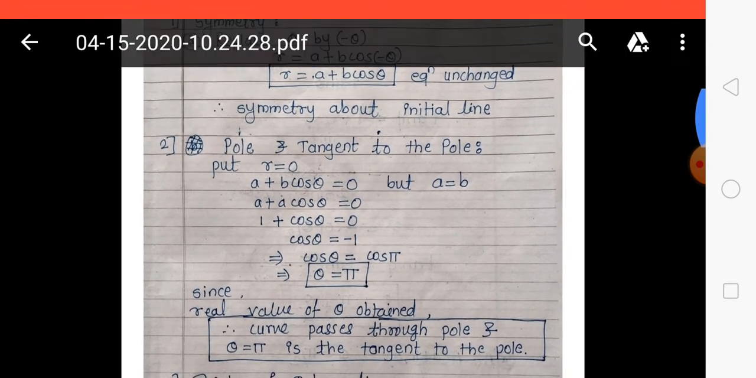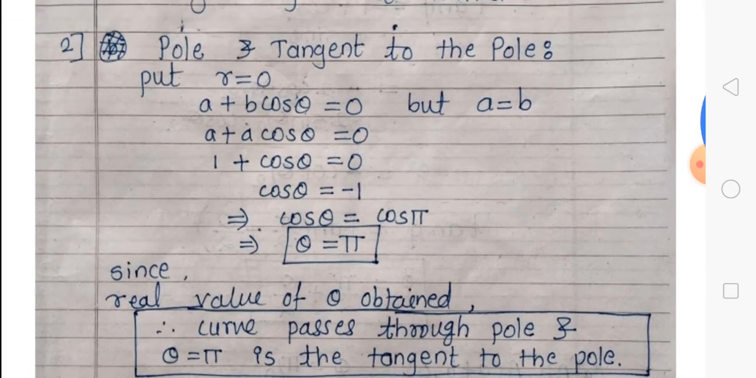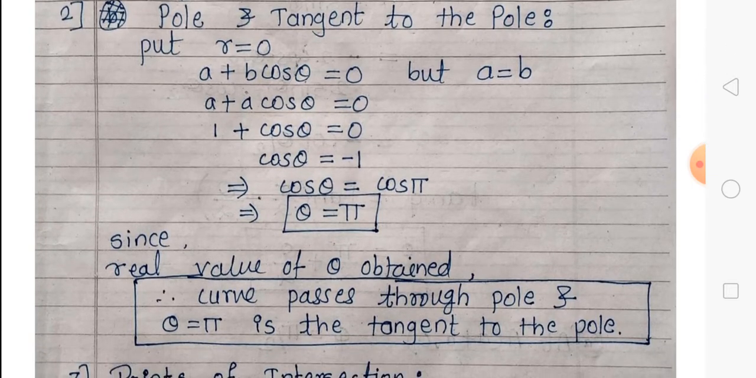Next is the pole and tangent to the pole. For finding pole and tangent to the pole, we put r is equal to 0, then we got a plus b cos theta equal to 0. But here a equal to b, therefore we got a plus a cos theta is equal to 0. Therefore a gets cancelled, we got 1 plus cos theta equal to 0. Therefore we got cos theta is equal to minus 1.